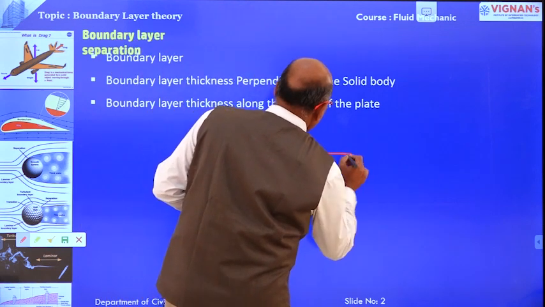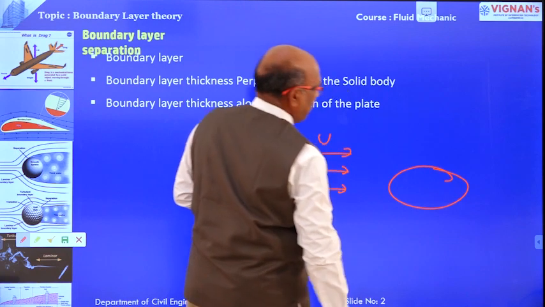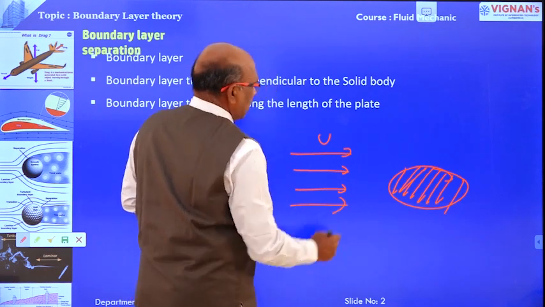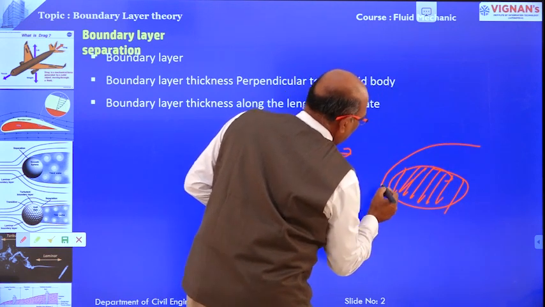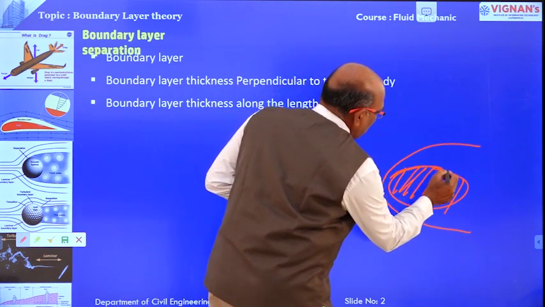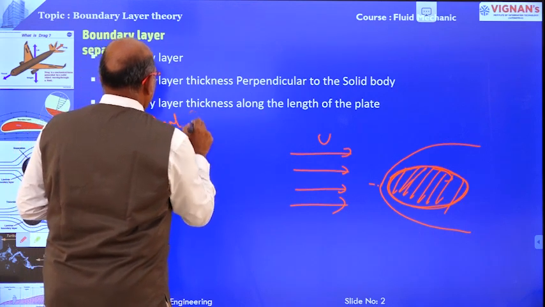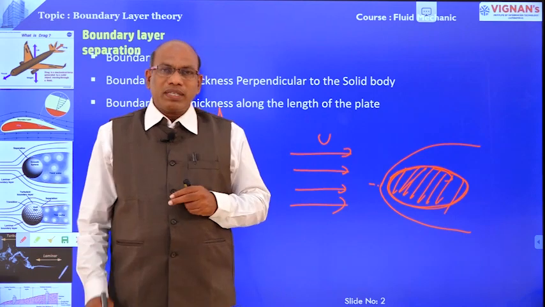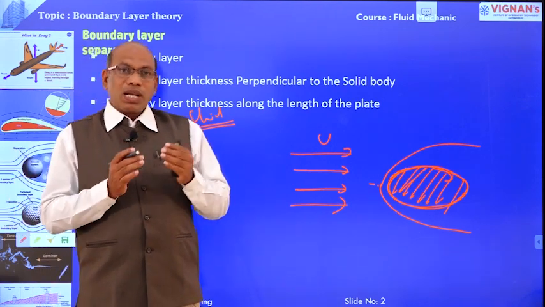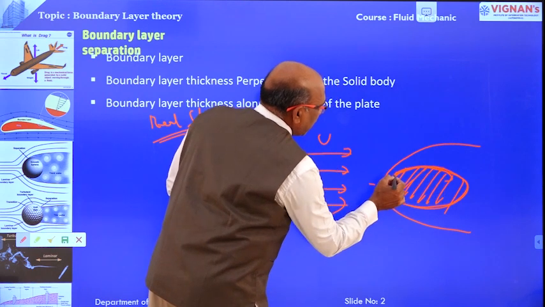Suppose a free stream velocity, capital U, passes over a solid body. This is the solid body, and the flow over it is like this. The water flowing over the solid body is a real fluid, having viscosity. Because of the viscosity, there is a bond between the boundary and the fluid, so the velocity over the solid body is zero.